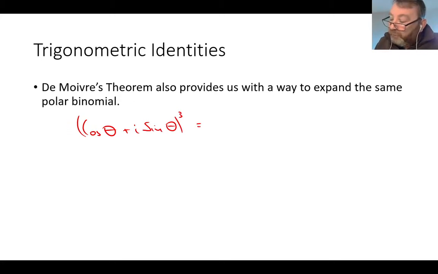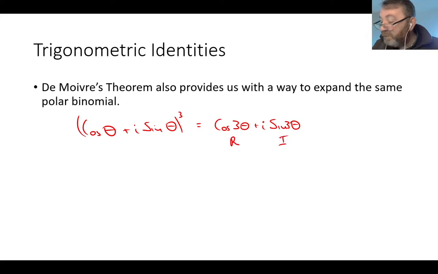Now, because the modulus is 1, 1 to the power of 3 is still 1. But we don't write it down, all right? And then you multiply both of these thetas by 3. So you end up getting cos 3 theta plus i sine 3 theta. So that is the answer to the expansion thanks to de Moivre. And again, notice you've got a real part and an imaginary part.